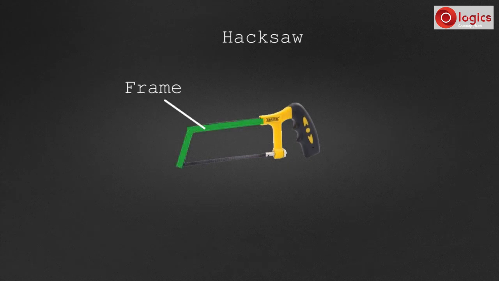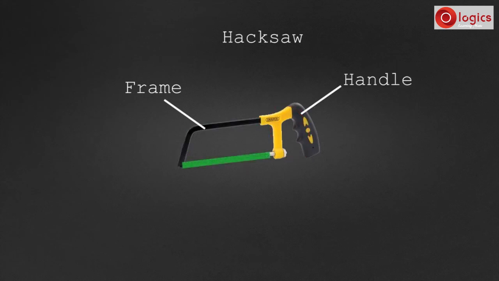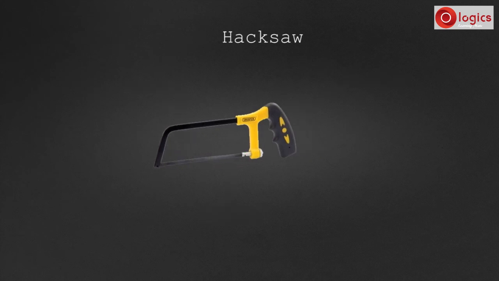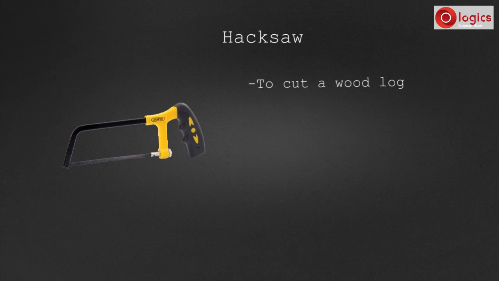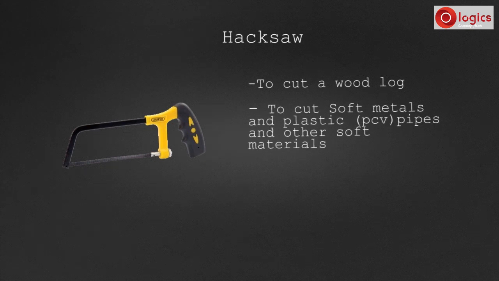Let's learn about hacksaw. This is a hacksaw. It consists of a metallic frame with a handle. A blade is fixed to this frame using a pin and a screw. A hacksaw is used to cut wood logs. It is also used to cut soft metals and plastic, PVC pipes and other soft materials.